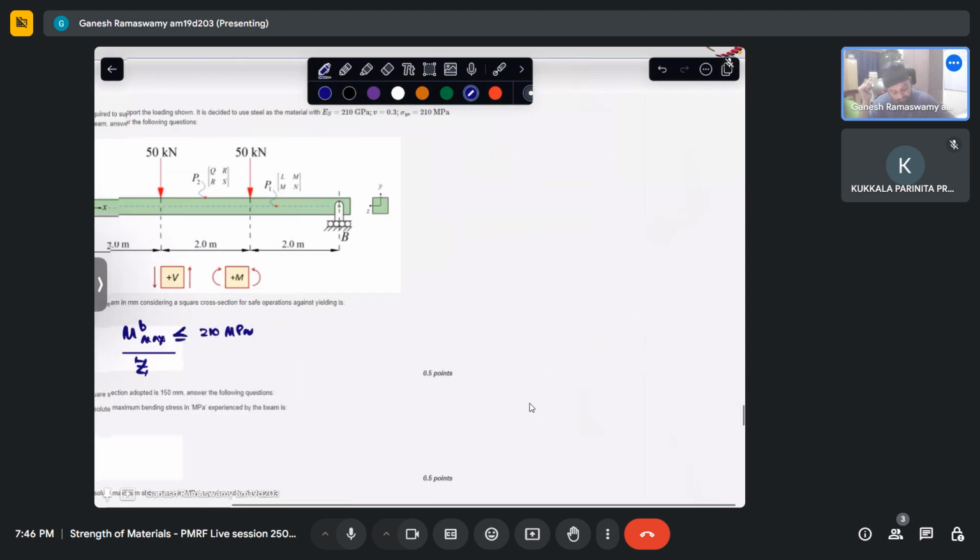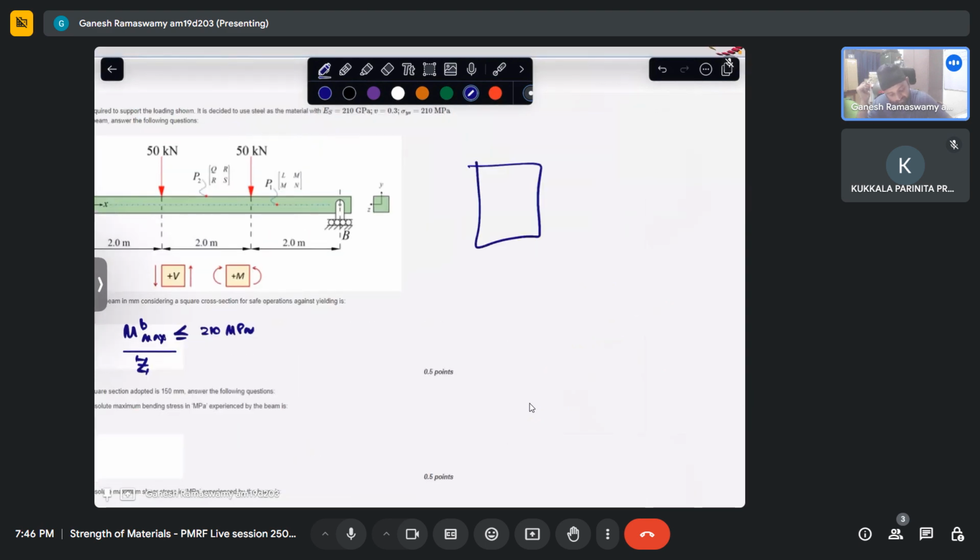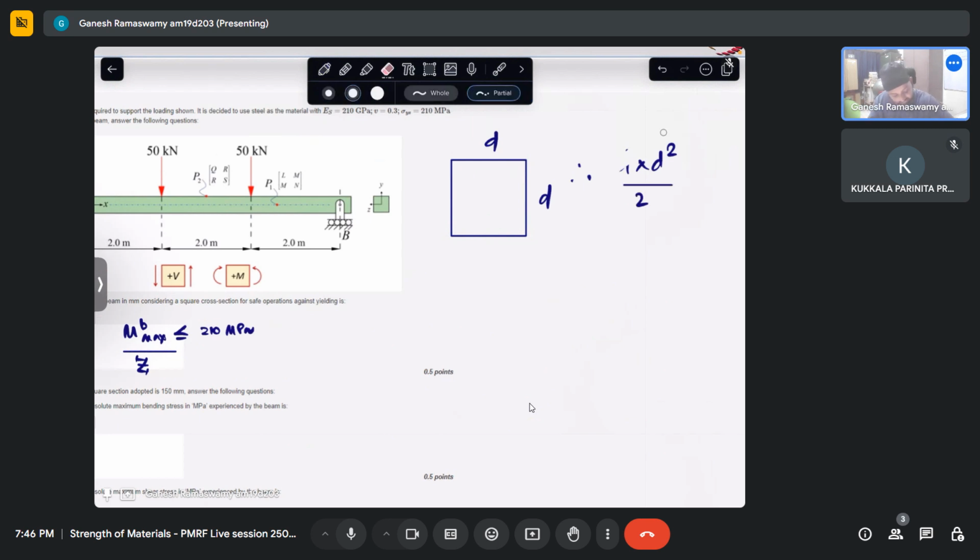Let us say this is the square section. If this is of depth d, it is of width d. So therefore, the section modulus is nothing but d into d squared by 6. Rather, I won't calculate it like this: Izz is d into d cube by 12.